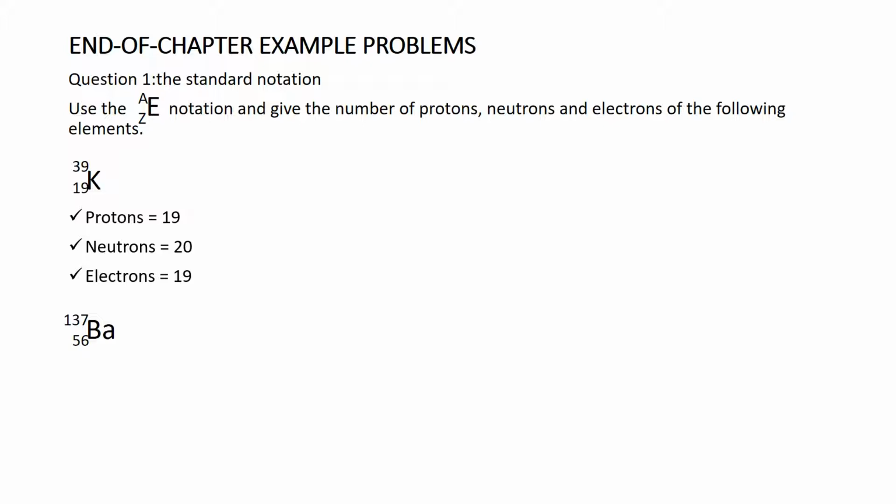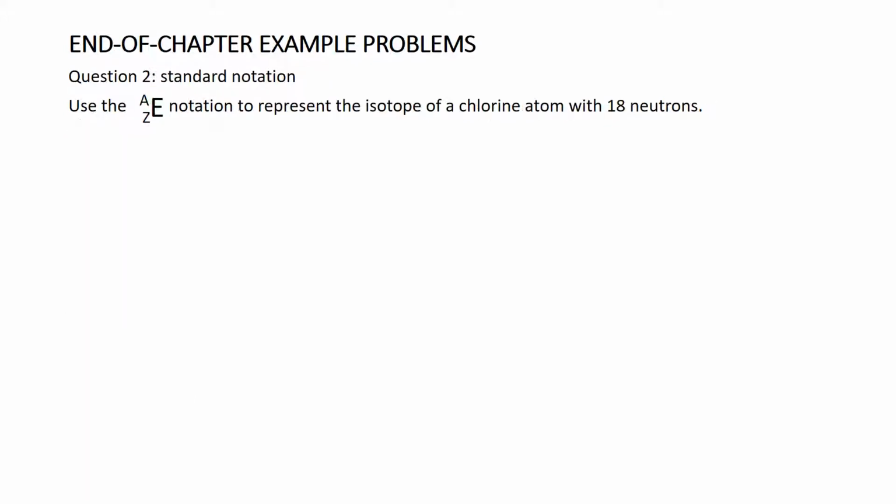Let's move on to barium. Barium has 56 protons and the number of neutrons is equal to 137 minus 56, which is 81. And the number of electrons, again, barium is a neutral atom, so the number of protons should equal the number of electrons, which is 56.